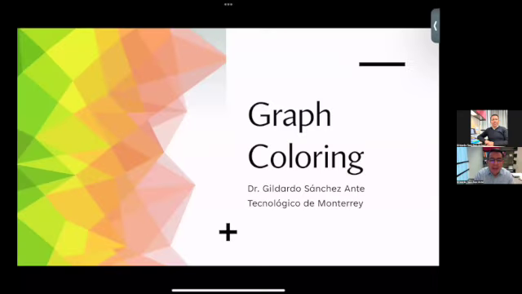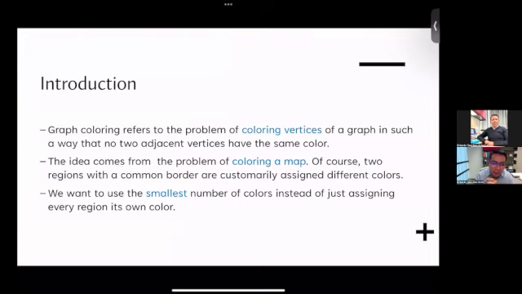Hi everyone. Today we are going to talk about a very interesting problem in algorithms that is called the graph coloring problem. And the idea of this problem has to do with the following. When we talk about graph coloring, we are referring to the problem of painting or coloring the vertices of a graph, but in a way that no two adjacent vertices on the graph share the same color.